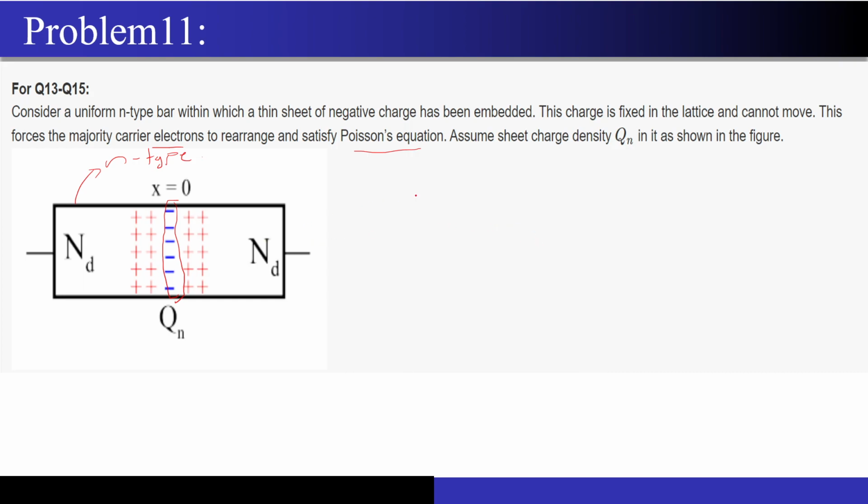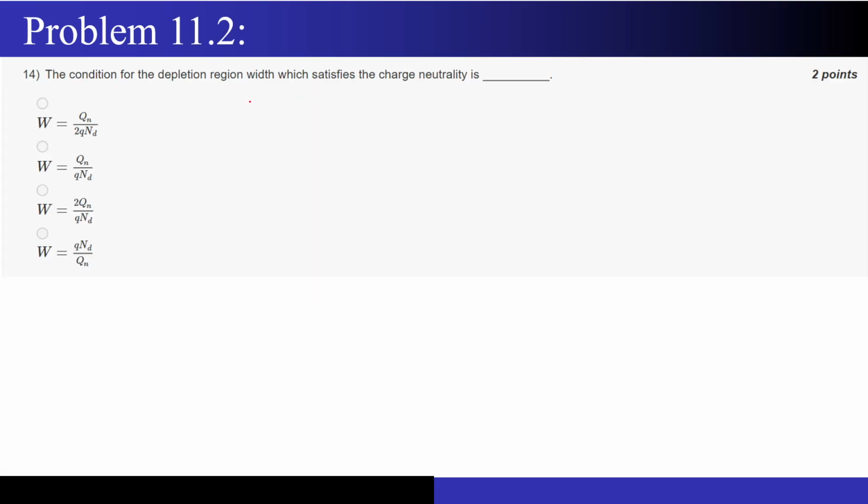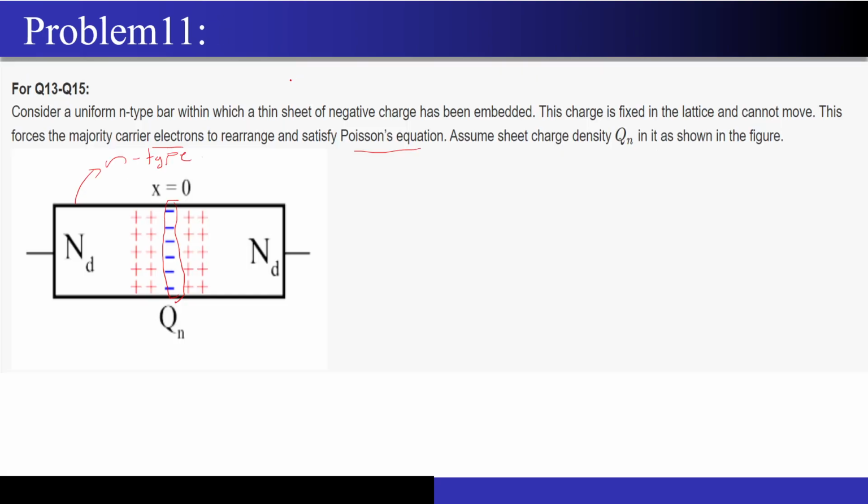So now what will happen? Now assume the sheet charge density Qn as shown in the figure. This negative charge that you are seeing has a sheet density of Qn over here. Now there are two questions that have been asked. First, we have been asked to plot the electric field with respect to distance, and then we have been asked to find out the depletion region width.